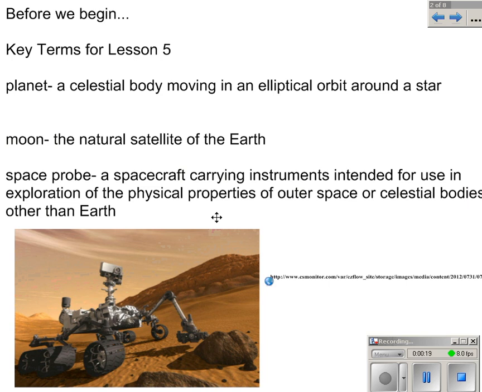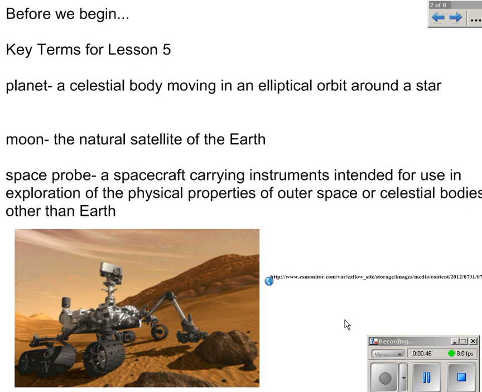Planet, a celestial body moving in an elliptical orbit around a star. Moon, the natural satellite of the Earth. Space probe, a spacecraft carrying instruments intended for use in exploration of the physical properties of outer space or celestial bodies other than Earth. I didn't include a picture of planet and moon because I think you guys kind of know what those would look like.